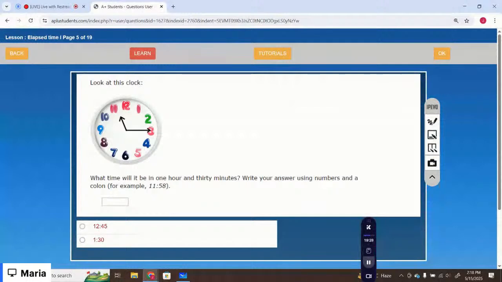Look at this one. What time will it be in 1 hour and 30 minutes? Write your answer using numbers and a colon. 11:15 it is, and 1 hour and 30 minutes later it would be 12:45. Option number one is the correct option. That is 12:45.